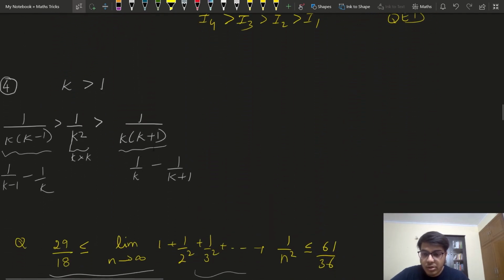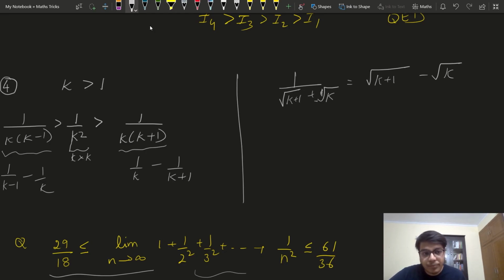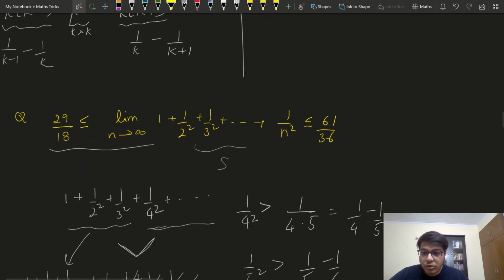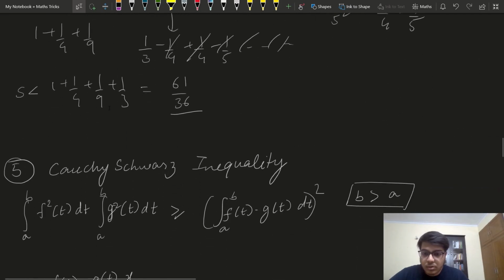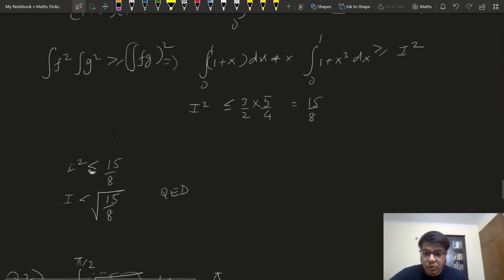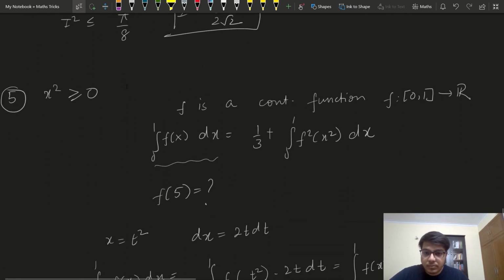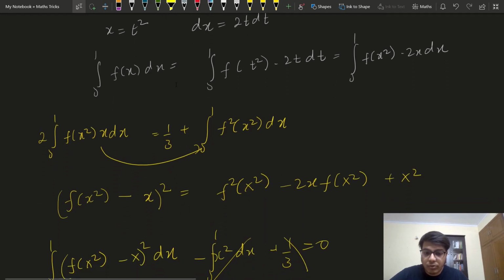Then we saw the summation tricks. I have another summation trick which you can use. Let's say we are given 1 upon root k plus 1 plus root k. This can be written as root k plus 1 minus root k. This is also quite useful. Remember this also. This helps in summation problems. We saw an example in Cauchy-Schwarz. We saw two examples, and then this special type of question.